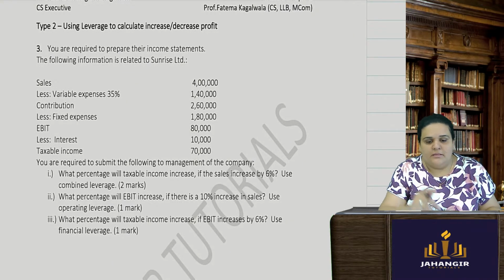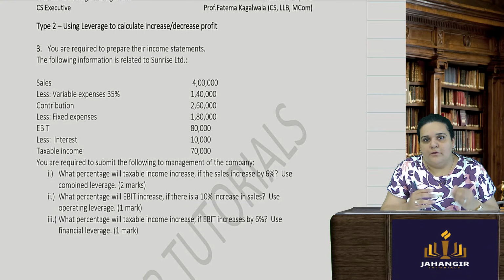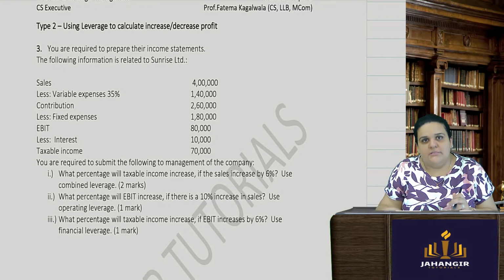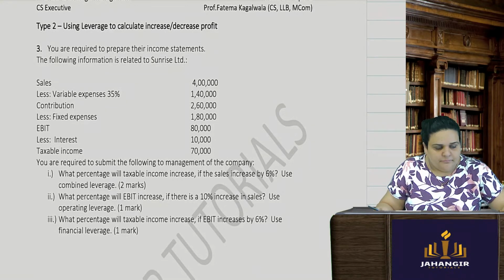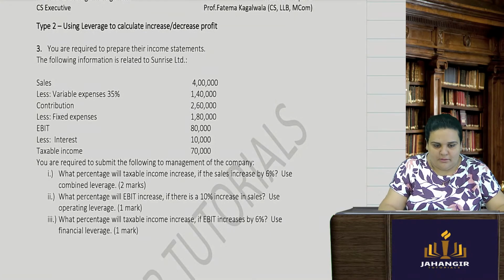We have to find all the three leverages, and then using those leverages we have to calculate the increase or decrease in the profit, or how much profit will change if there is a particular change in the sale, etc. Otherwise, up till finding all the three leverages, nothing changes, same thing.